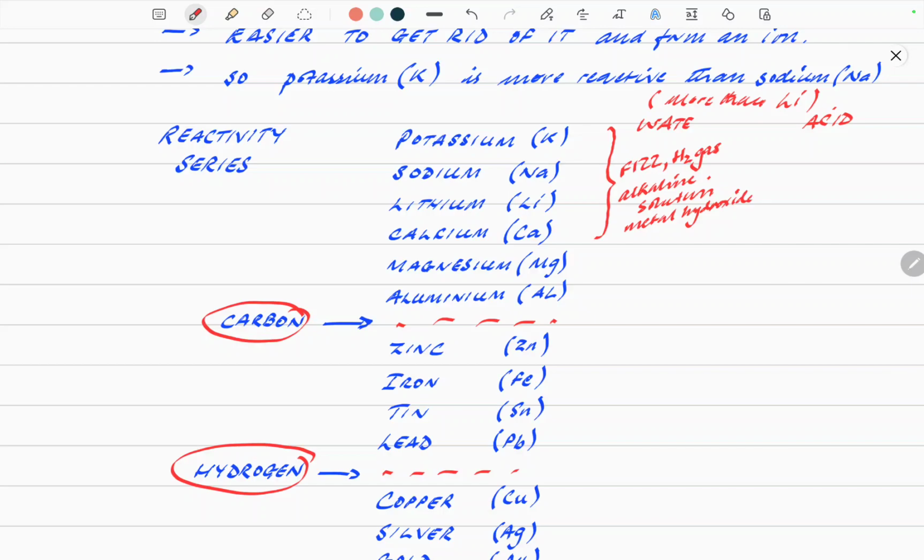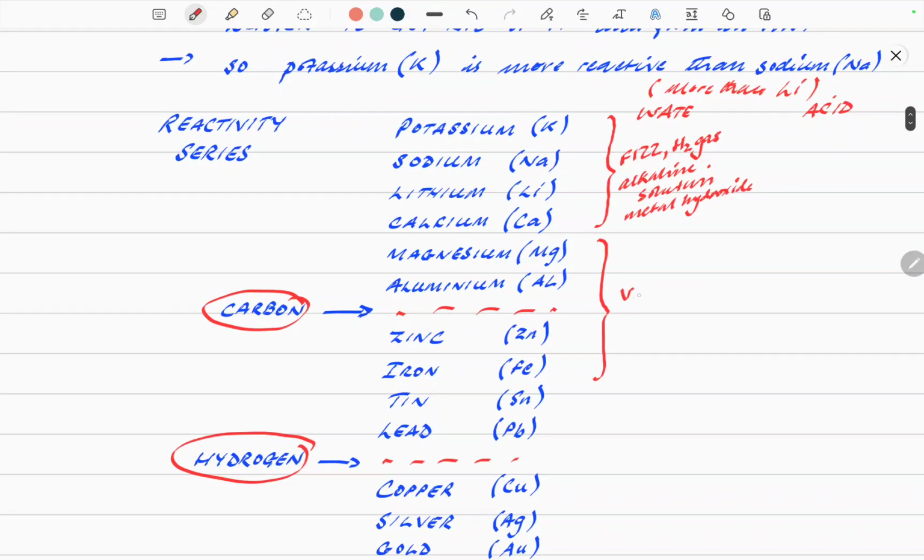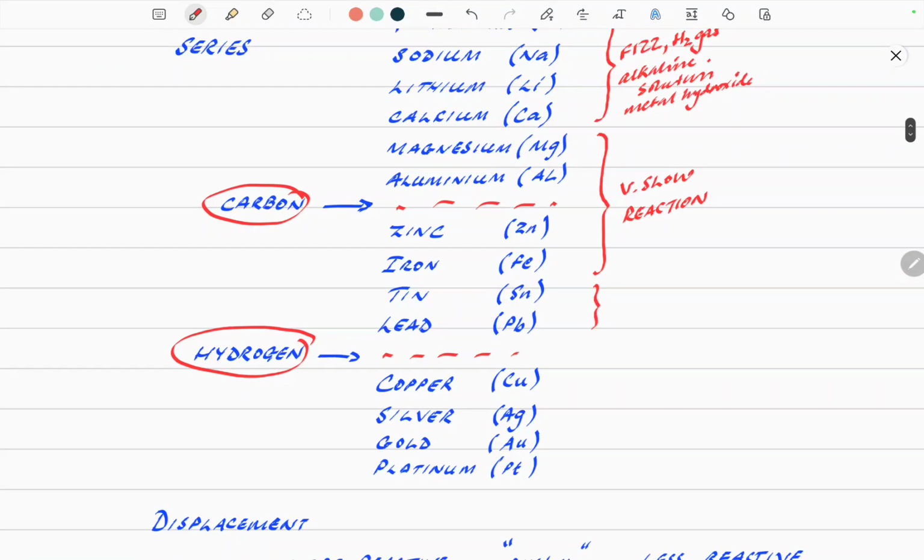Okay, with magnesium down to iron, that lot, you get a very slow reaction with cold water. Oops, just realized this. Very slow reaction. And then tin and lead, you'll get, again, slow or limited reaction even, but with steam. In other words, even with heat, they don't react very much. All right, very slow. And copper, down to gold and platinum, etc., no reaction.